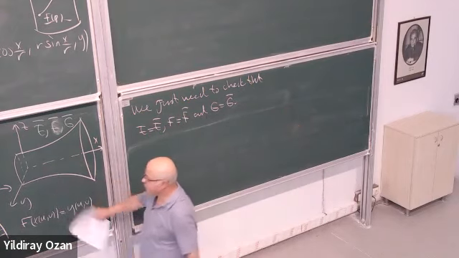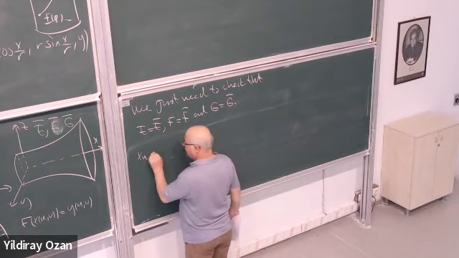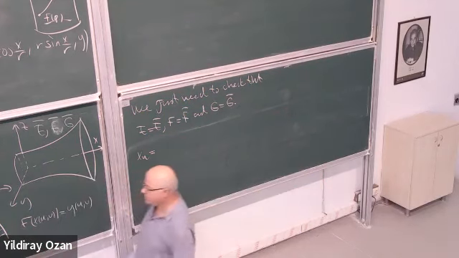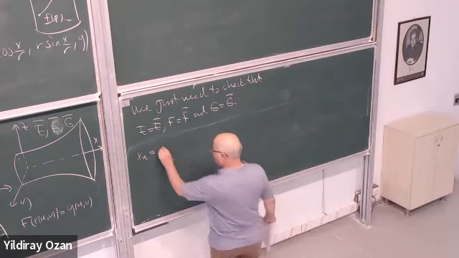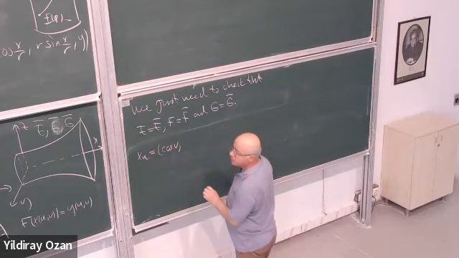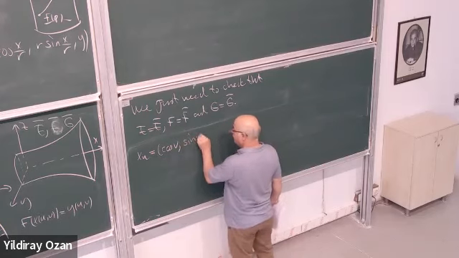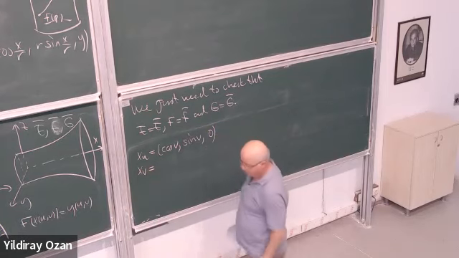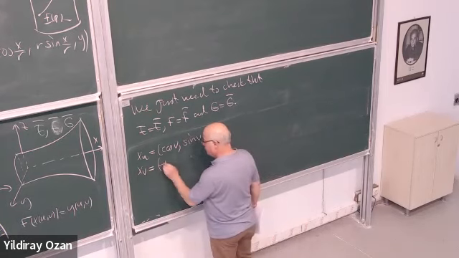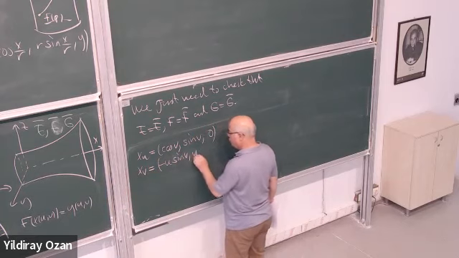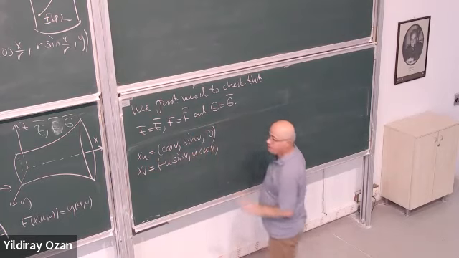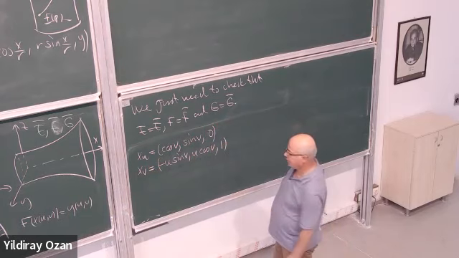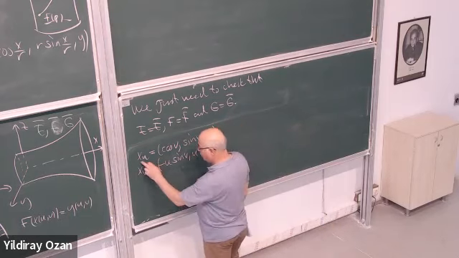Okay, now let's compute all these. So I need derivatives of the surface patch. X sub u is just cosine v, sine v, and 0. X sub v is just minus u sine v, u cosine v, and 1.